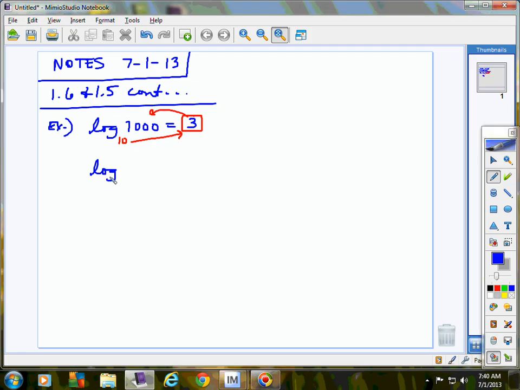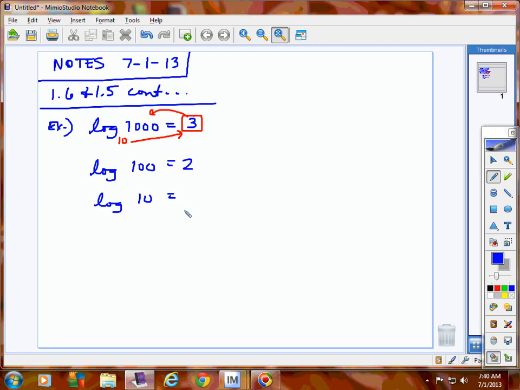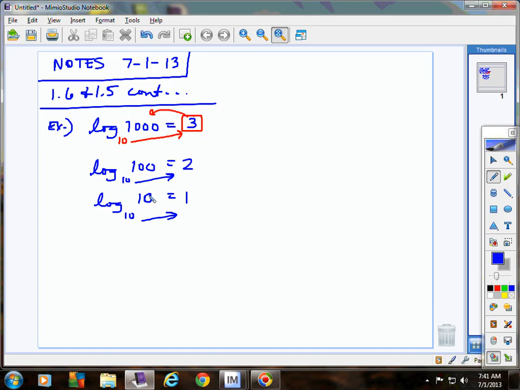So then without the calculator, what would log of 100 be? 2. 10 squared would be 100. What about log of just a 10? 1, right? All these are common logs, right? 10 to the first would be 10. So this is another one of those White House rules where you've got a base of 10, you've got a number of 10, so the answer is the exponent, which is the 1.